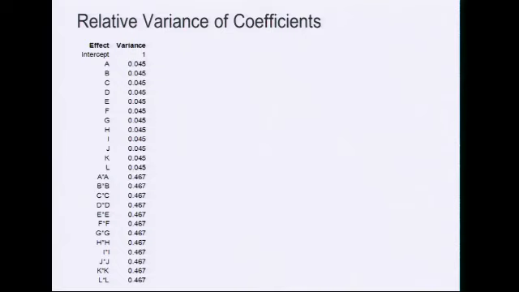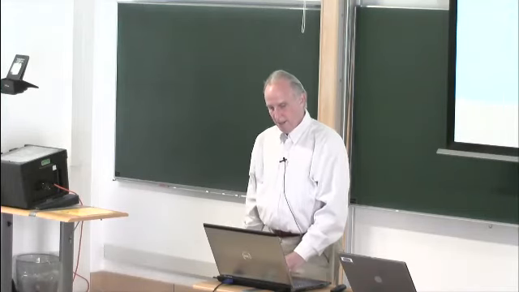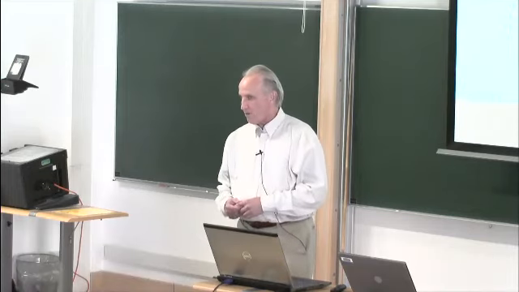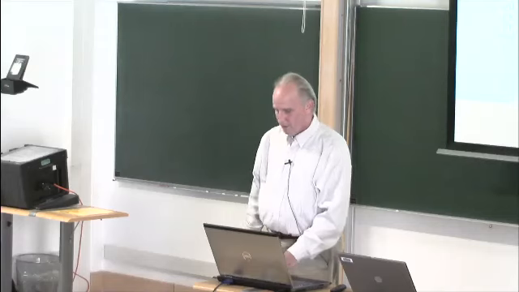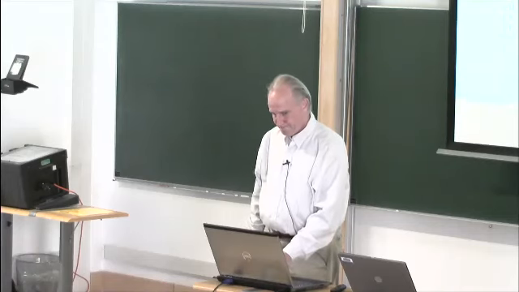So here are the relative variances of the coefficients, and you can see that if you were going to fit the model containing all the main effects and all the quadratic effects, the relative variance of the main effects is rather small, while the relative variance of the quadratic effects is about 10 times bigger. Still, all of these effects are much smaller than the error variance, less than half of the error standard deviation.